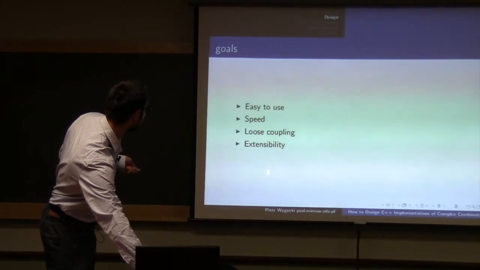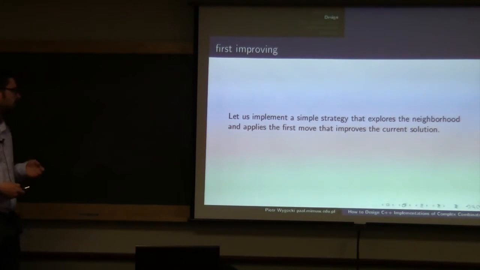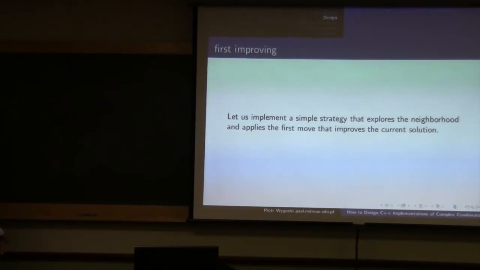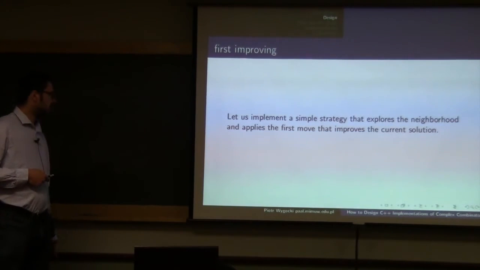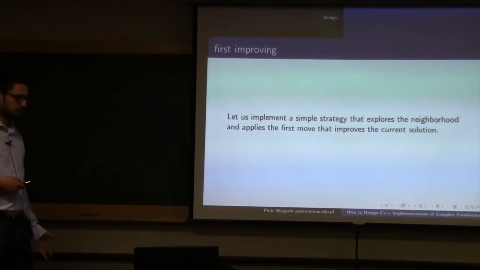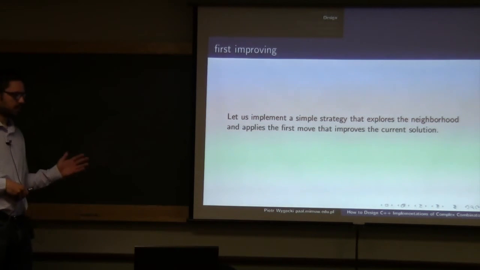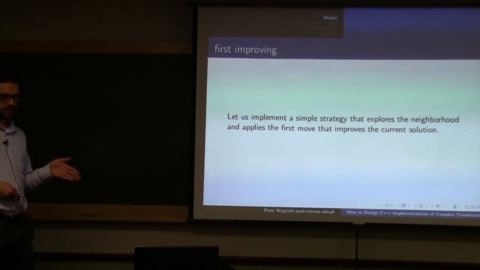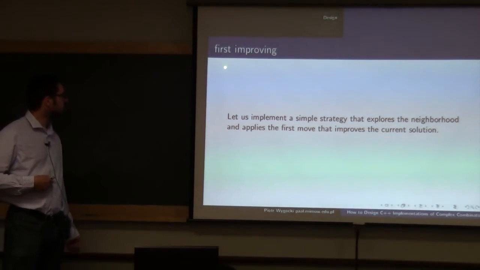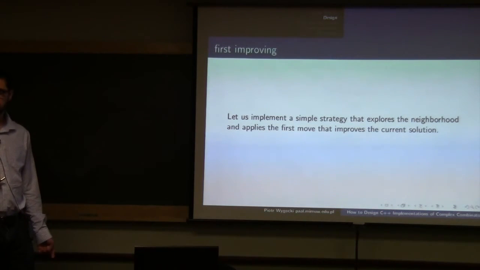And we are going to focus on this goal later on. So let us focus on something very easy. So there is this first improving strategy that I told you about. So this strategy just iterates over the moves and tries to apply the first move that is improving. Yes, and we are going to implement only this simple strategy in the beginning. Is it clear?